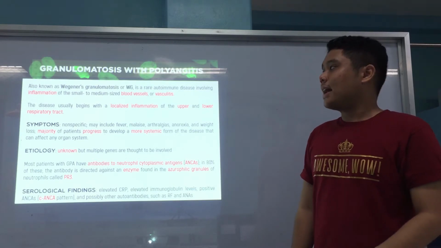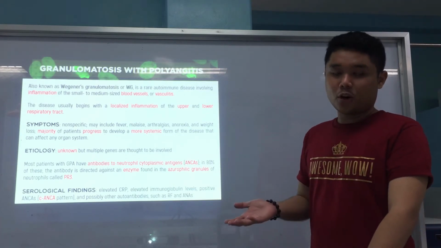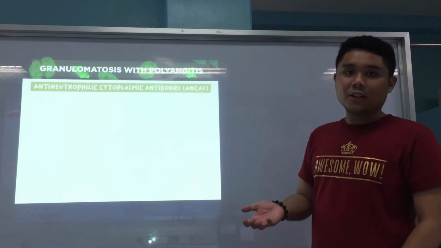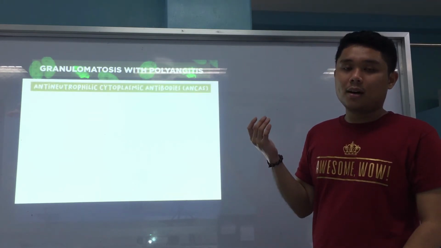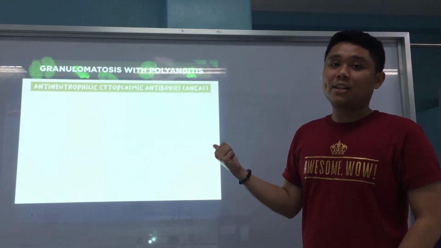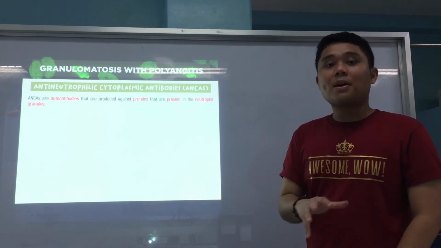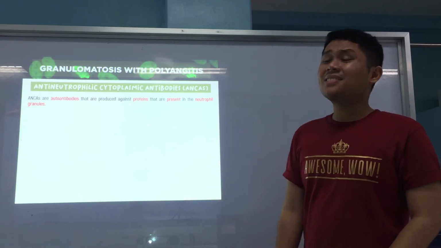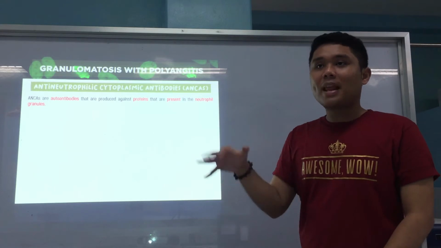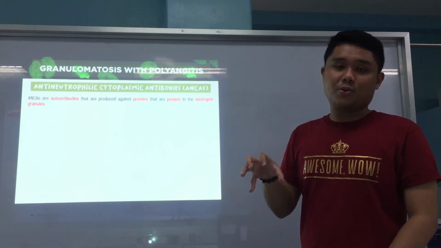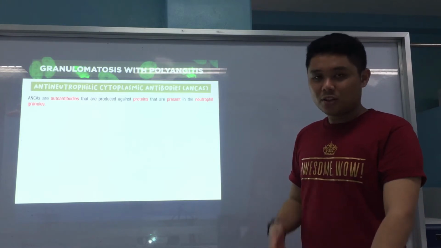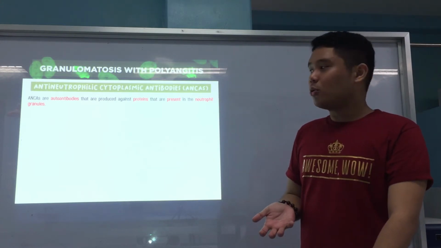So that's the introduction for GPA. Now we go to the characteristic antibodies found in patients with GPA, the anti-neutrophilic cytoplasmic antigens. By the name itself, these are antibodies directed against proteins present in the neutrophil granules, in the cytoplasm. So these are antibodies that are attacking your neutrophils, specifically their granules.